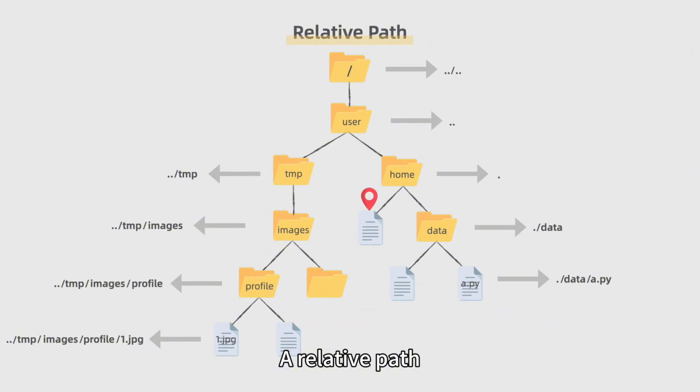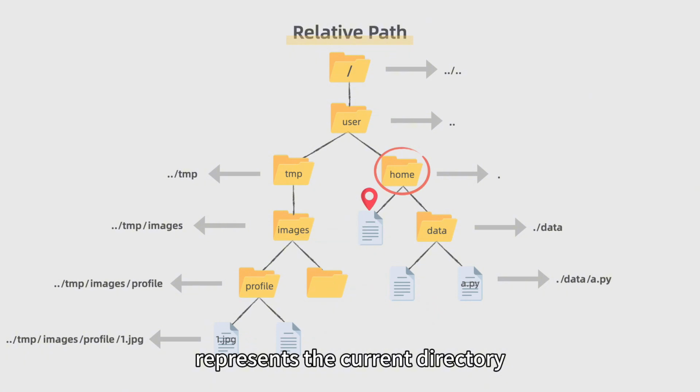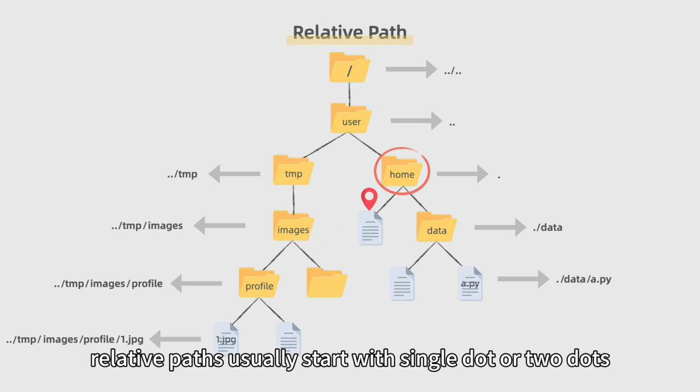A relative path, on the other hand, starts from a reference location and describes where another file is relative to that location. When using relative paths, a single dot represents the current directory, and two dots represent the parent directory. To move up multiple levels, you can chain two dots together using slashes or backslashes, depending on the operating system. To move down into subdirectories, directory names are also separated by slashes or backslashes. As you can see, relative paths usually start with a single dot or two dots.